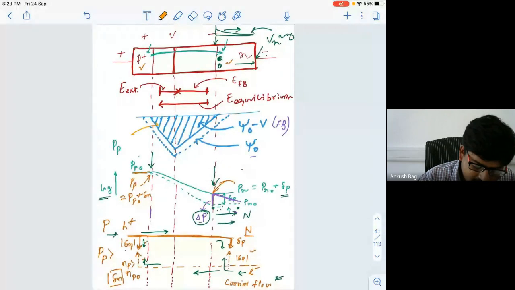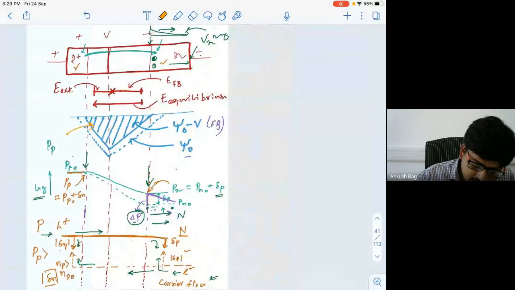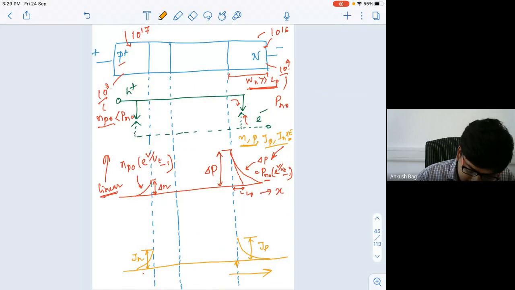This is in the forward bias. So now let us see this. Now we know this Jn and Jp, and that too, this Jn we know in the p side, Jp we know in the n side.